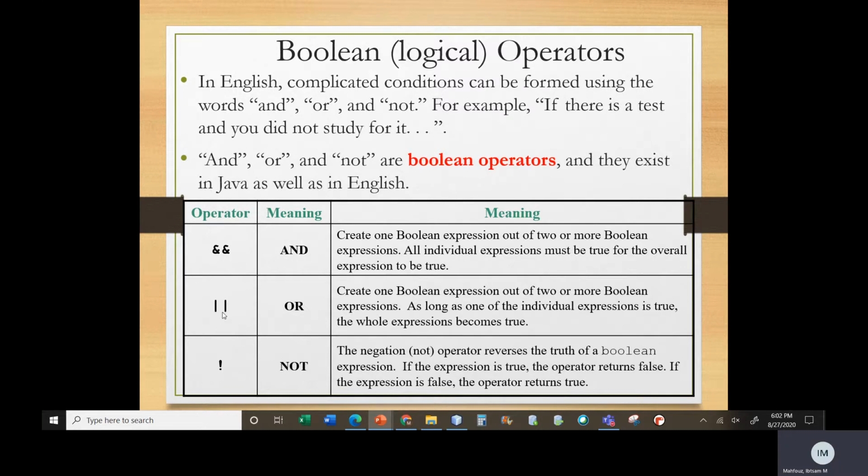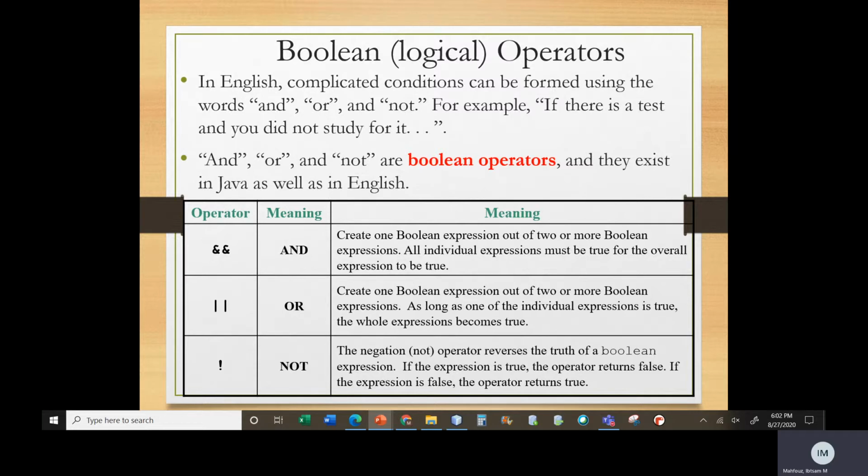I can use two vertical bars, which mean or, and those two vertical bars, if you look on your keyboard, are located below the backspace and above the enter key. You would use shift to type them because they are at the top of the key. And then an exclamation mark next to anything means not.